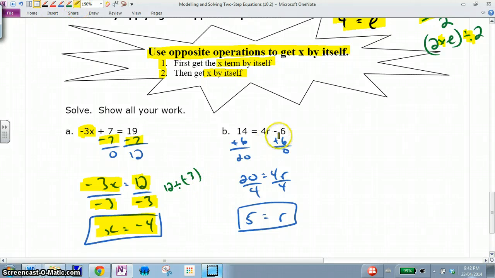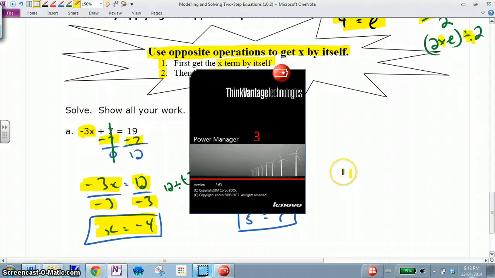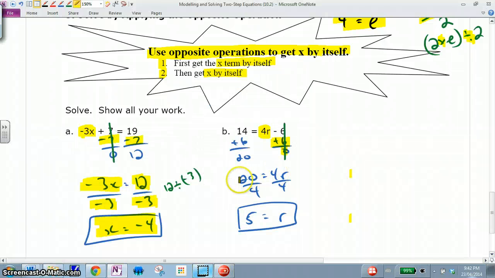On the right, we wanted to get the 4r term by itself, so we added the 6 to make 0. This stuff cancels. You can show that if you want. That's gone. This was gone over here. So we had that 20 is equal to 4r, and because that's 4 times r, we're going to divide by 4 to undo that multiplication. We could show that these are canceling, right? We're left with r. We could show over here that this is canceling. And we're left with r is equal to 5.